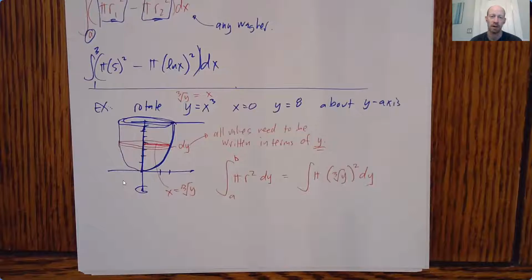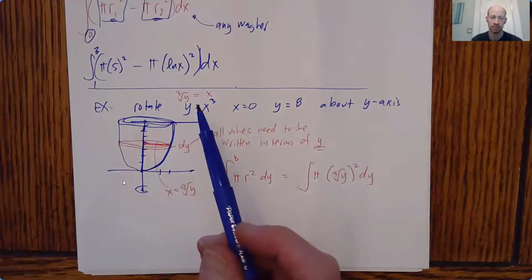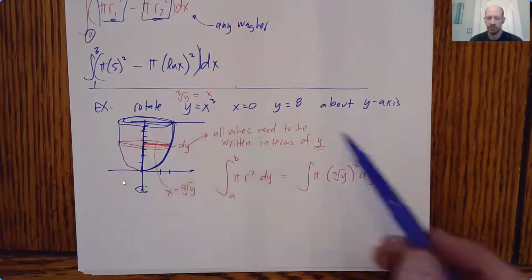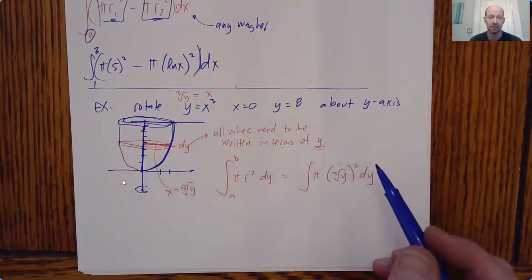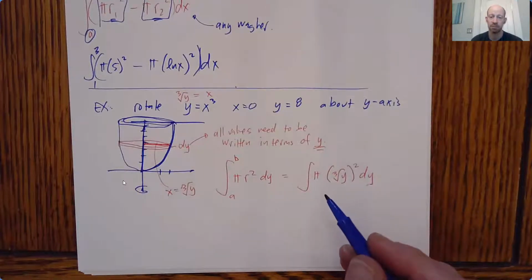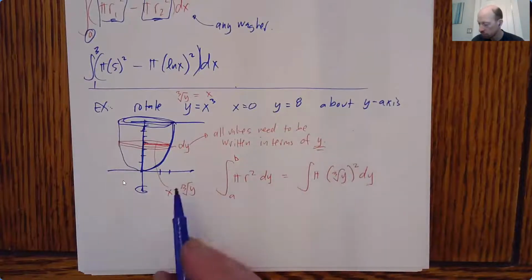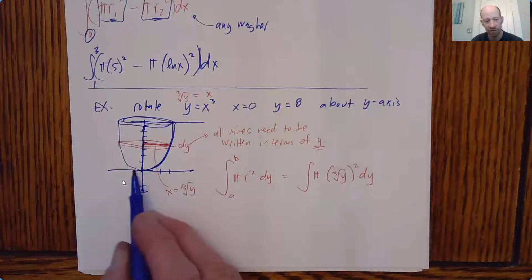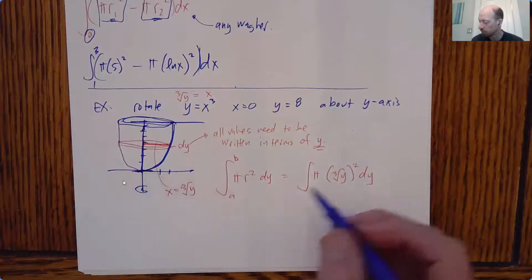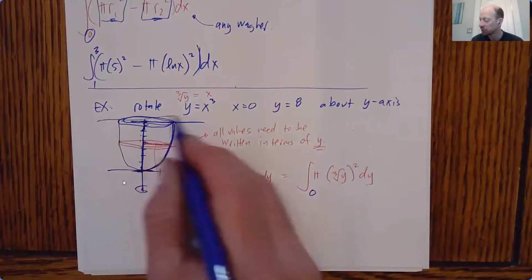So I always focus first on whether it's going to be a dy or a dx problem. That informs everything else that I do. I also need the bounds. Again, those bounds need to be in terms of the y values. So I want to start down here at this y value, which is 0, and work my way all the way up to that y value, which is 8.